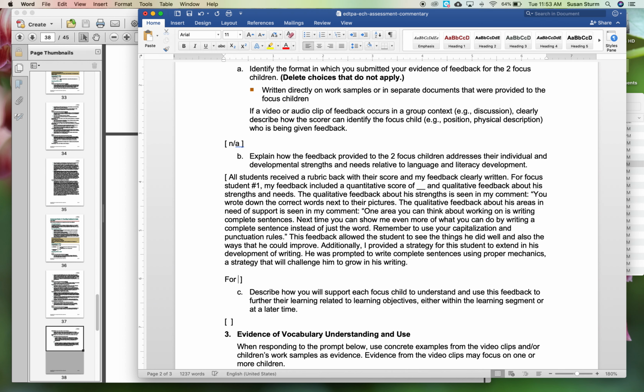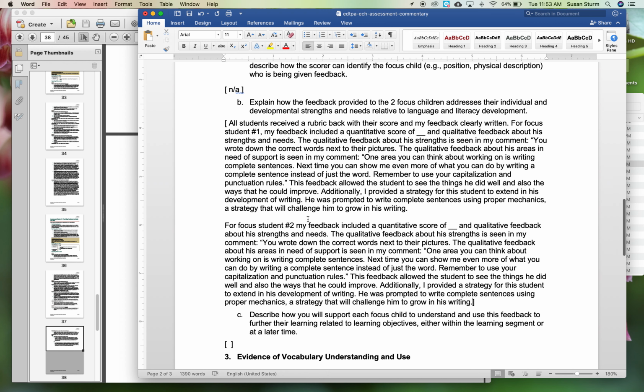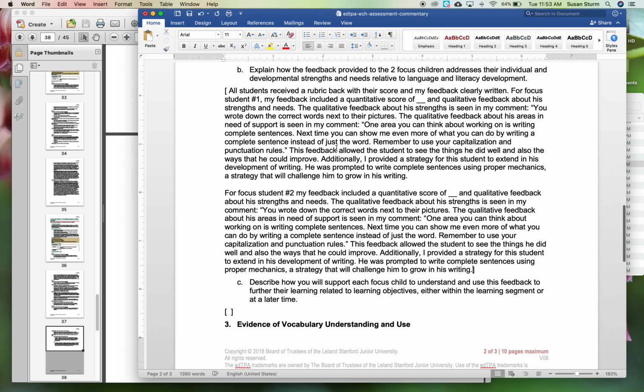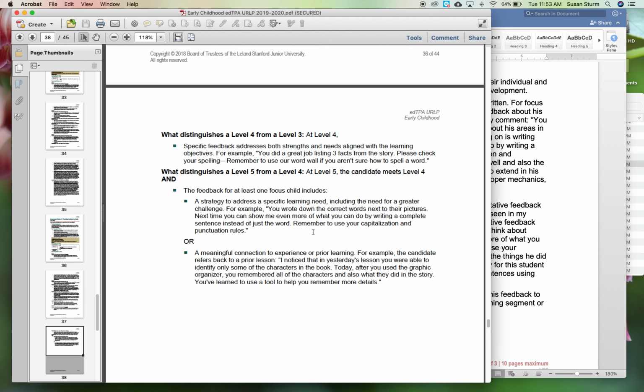And then you do the same thing for focus student number 2, and then repeat with different feedback for focus student 2. And you should really have varied feedback, even though in teaching you're going to just cut and paste all the time, but you should have different feedback for focus student 2. Okay, so that is a really important response, and it's also one where you could easily get a level 5.